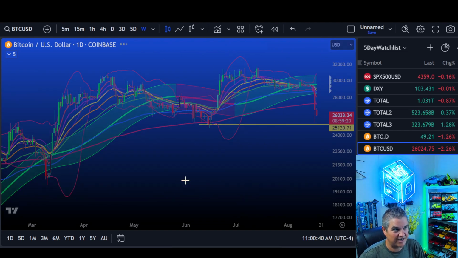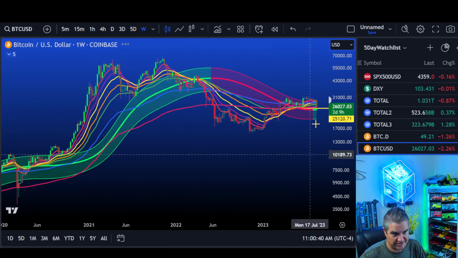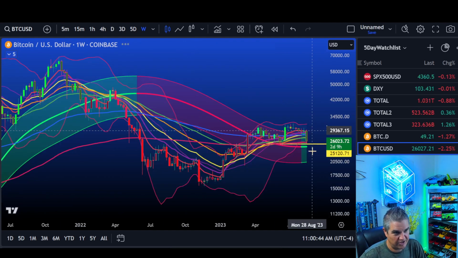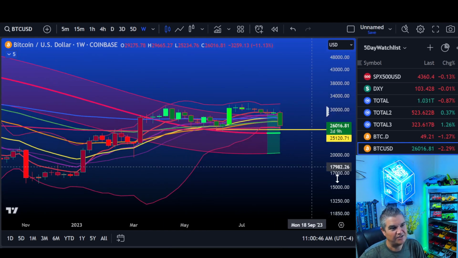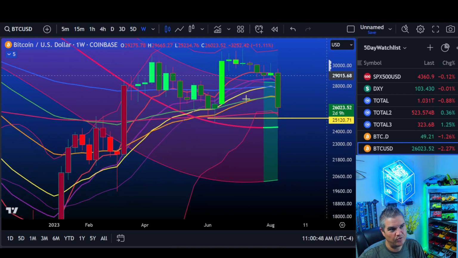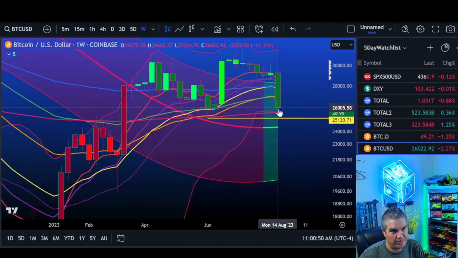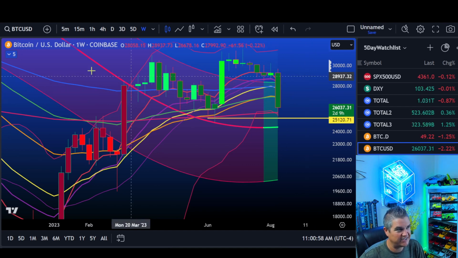Having said that, let's now zoom out to the weekly. Now we're in the weekly Gaussian channel. It's green. We're back in it. We haven't closed this yet. We still have 2.5 days until this weekly candle closes. Where we close is going to be significant.